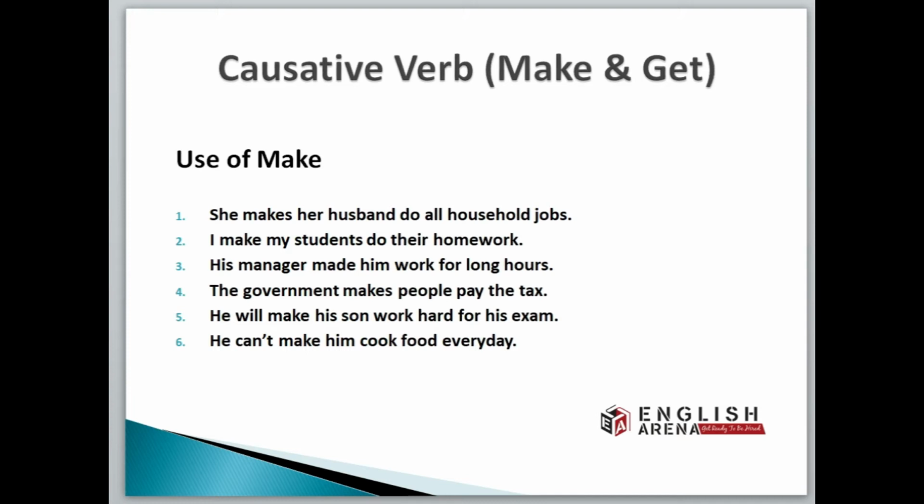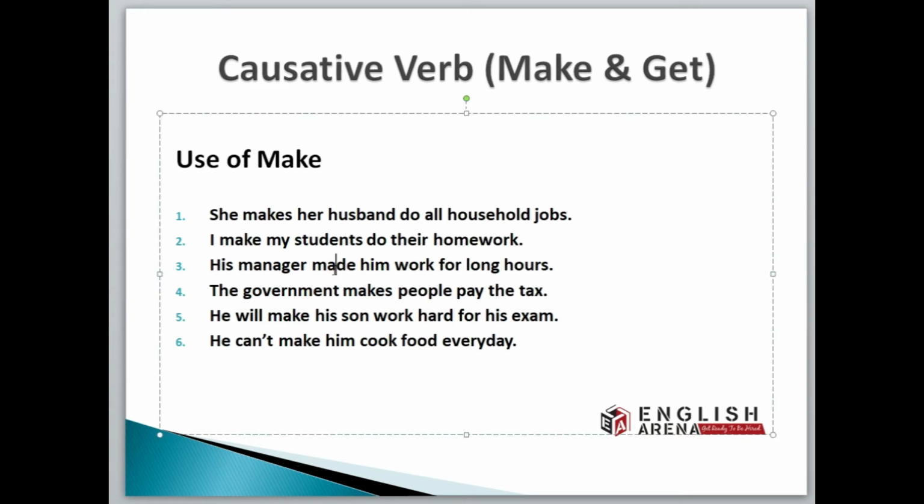Or the next example, I make my students do their homework. So present simple tense says that we do not add s or es if the subject of your sentence is I, we, you, they, right? Now the next sentence is his manager made him work for long hours. If you see, this is past tense, and in past tense we use the second form of the verb, and as I told you, make changes according to the tense.